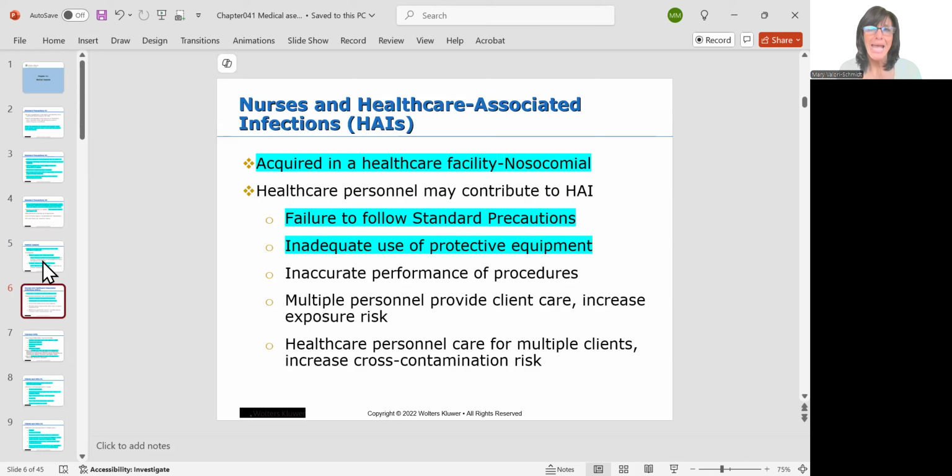So, what is an HAI? Healthcare associated infection. Also used to be called a nosocomial infection. It is an infection that someone acquires when they go into a healthcare facility. And we as providers can contribute to these HAIs by not following standard precautions or not wearing the right equipment or not doing a procedure properly. There are lots of things that we can do to help these patients acquire these infections. And really what we're supposed to be doing is stopping that from happening.